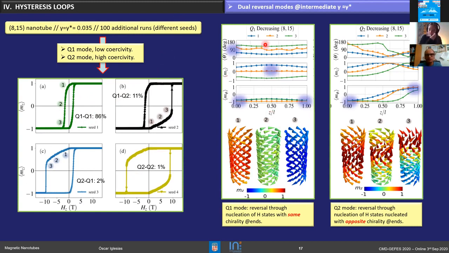You see here that this Q1 mode of low coercivity corresponds to the formation of a vortex at remanence, whereas the high coercivity mode corresponds to the formation of two vortex walls that propagate and confront each other, and this is the reason for the high stability, for the high coercivity in this mode.